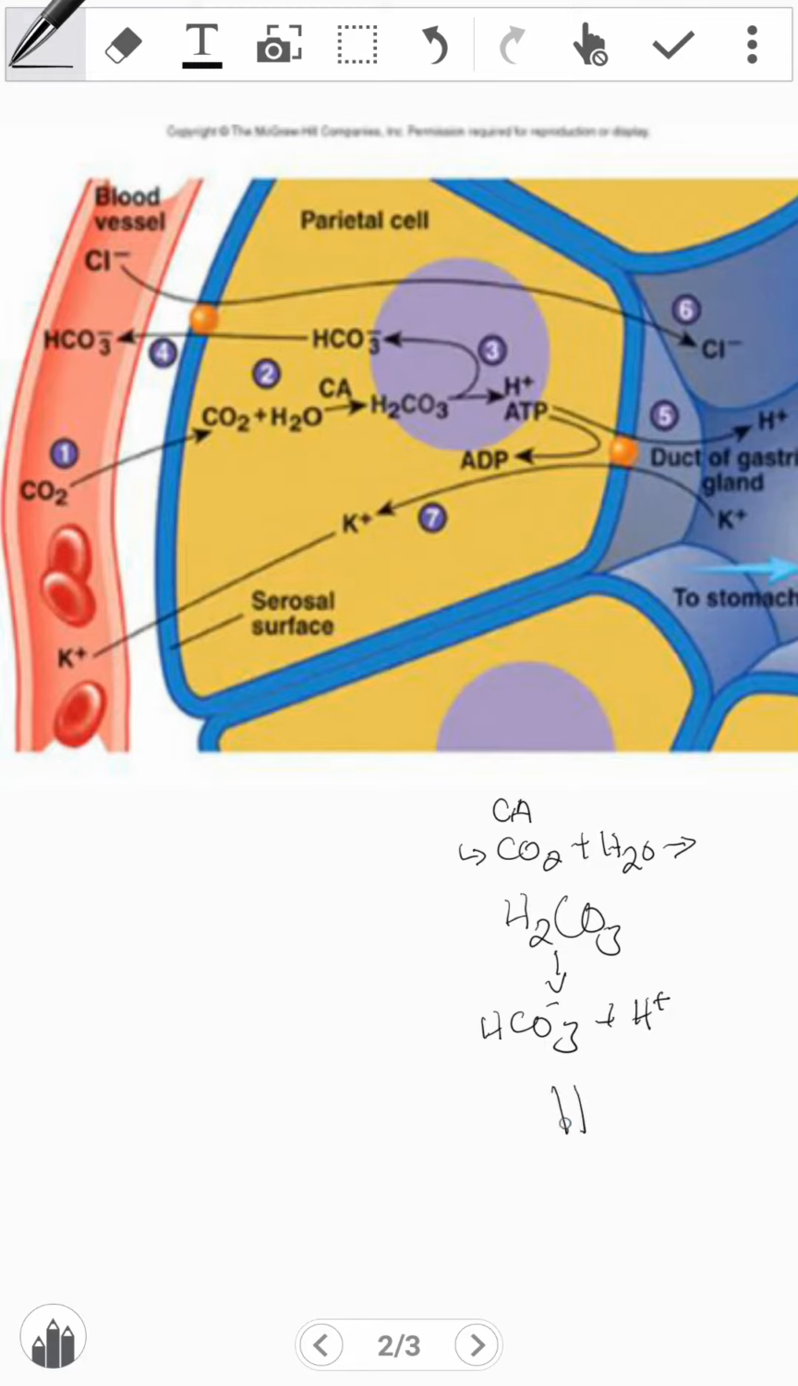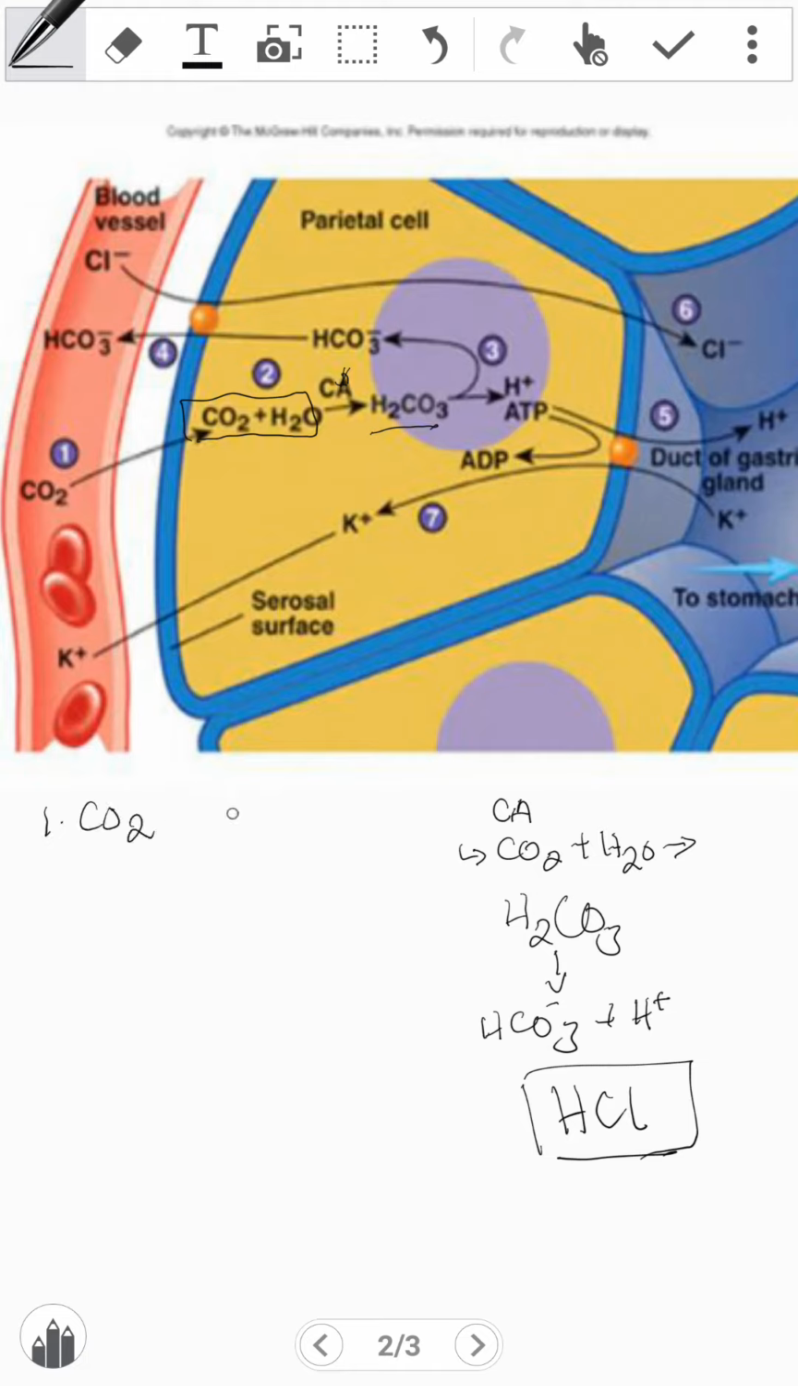So what we want is hydrochloric acid. How is that produced? First of all, we have carbon dioxide from the blood diffusing into the cytosol of the parietal cell. There it combines with water, and this reaction is made possible by carbonic anhydrase, which produces carbonic acid. Carbonic acid, which is not stable, dissociates into hydrogen and bicarbonate. So let's just take that step by step.